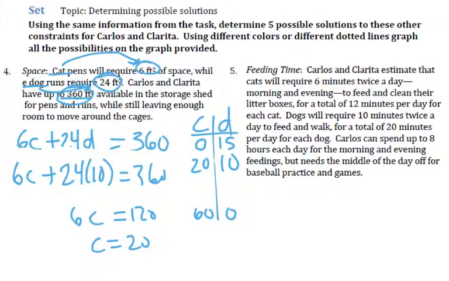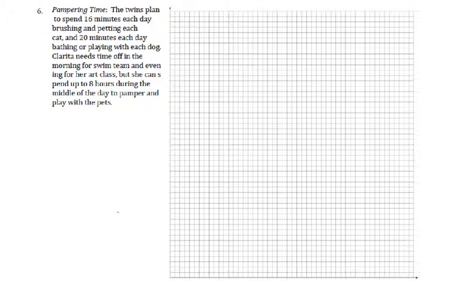What if we went with 5 dogs? Do the same thing. 24 times 5 equals 120. 360 minus 120 is 240. Divided by 6, we get 40. That one works as well. Anything else that we could use? 15, 10, 5. We can't use 20. What if we just did 2 dogs? 24 times 2 is 48. 360 minus 48 is 312, divided by 6 is 52. That works. So 2 dogs and 52 cats. Then we can graph those.